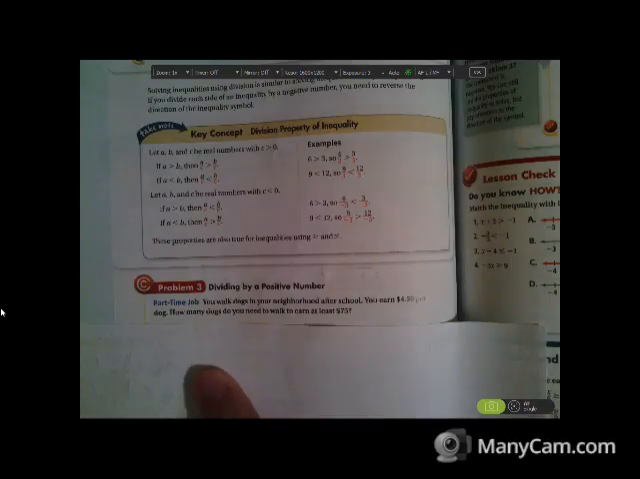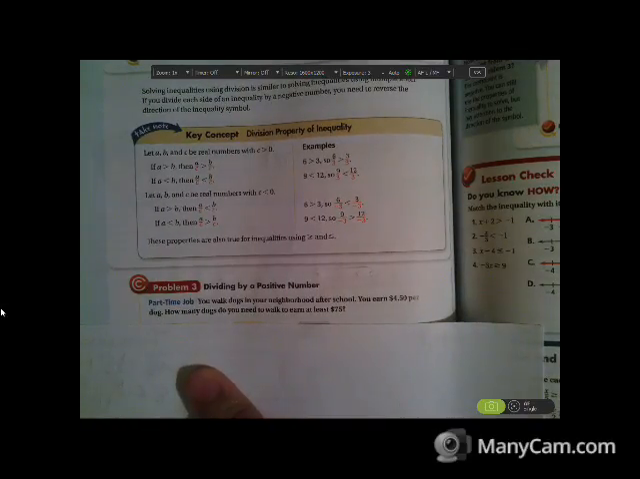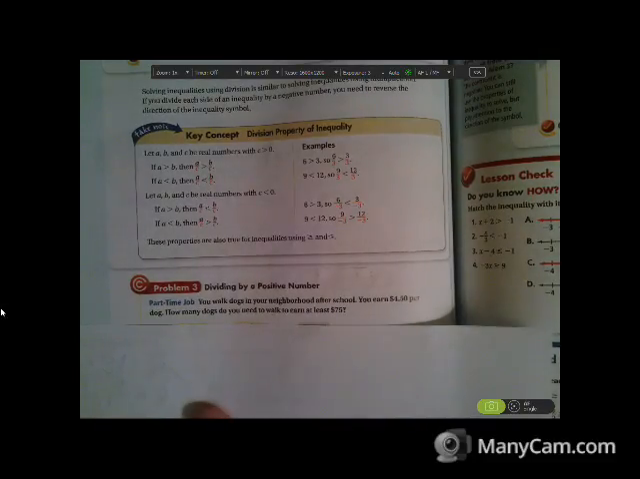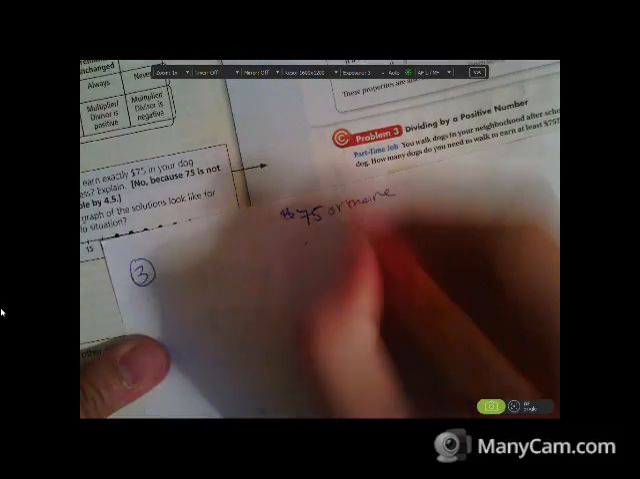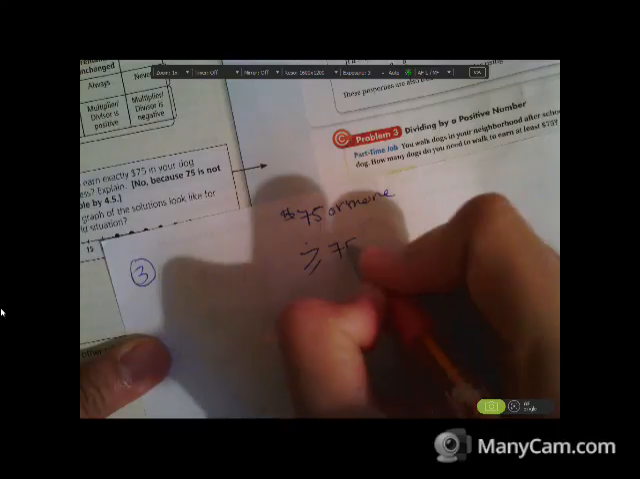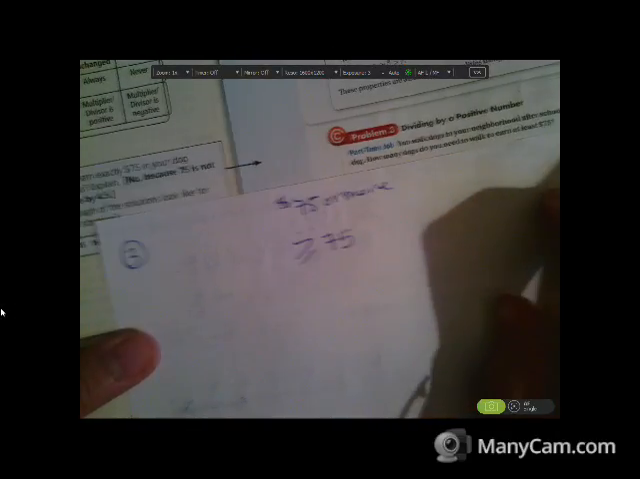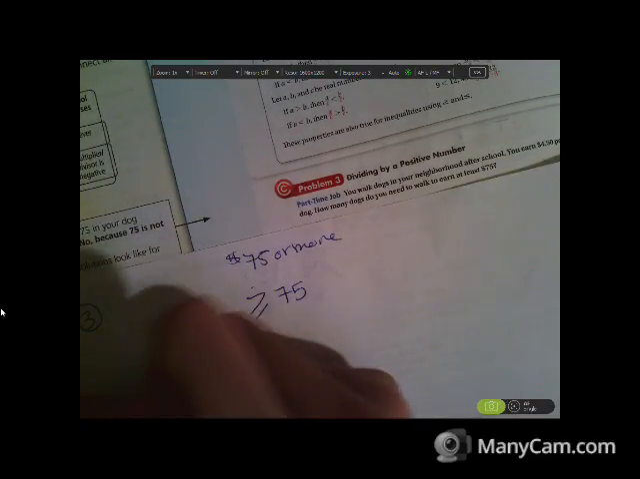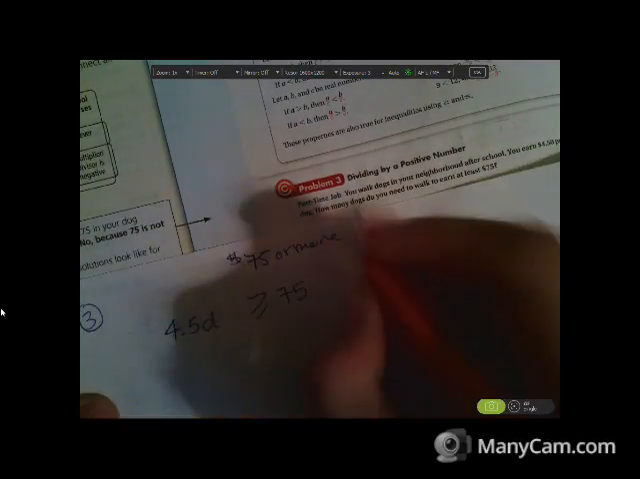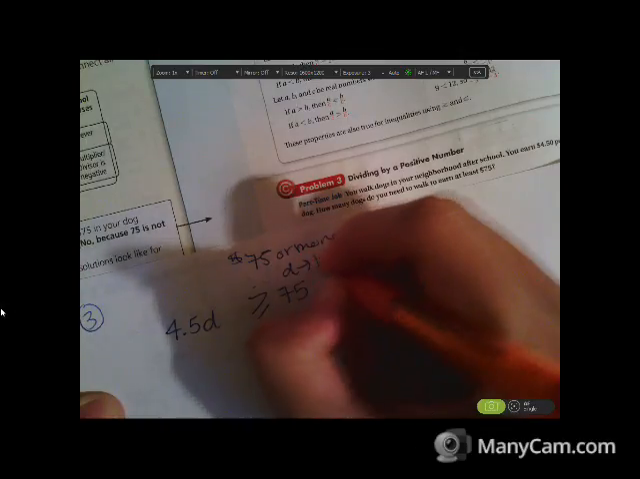Problem 3. You walk dogs in the neighborhood after school. You earn $4.50 per dog. How many dogs do you need to walk to earn at least $75? If you're earning at least $75, that means that you earned $75 or more. So whatever it is going to be greater than or equal to 75. If you earn $4.50 per dog, that means it's going to be 4.5D, where D is the number of dogs you walk.